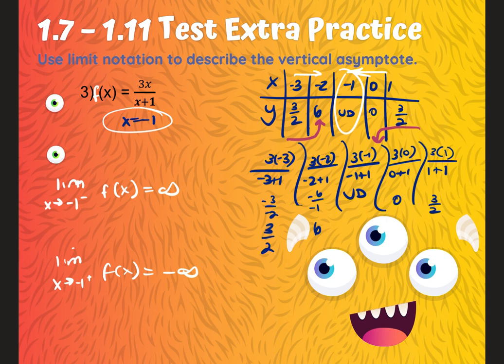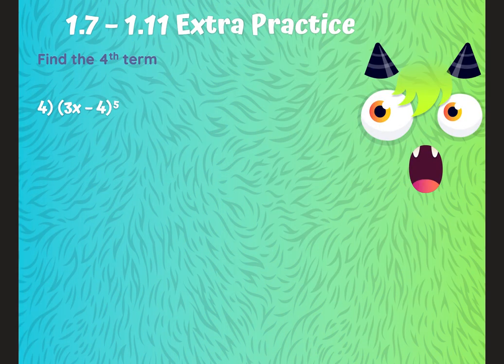As you plug those in, they get closer. From the left, it's increasing, which is positive infinity. From the right, it's decreasing, which is negative infinity. Like this one, calculator, just because those numbers can get big. All right, so this one, and then I'll jump back.